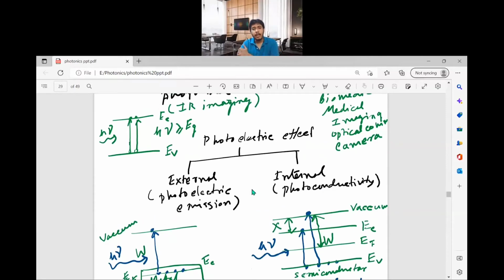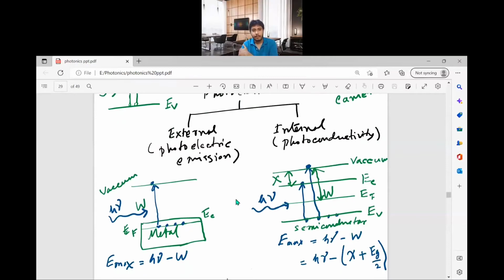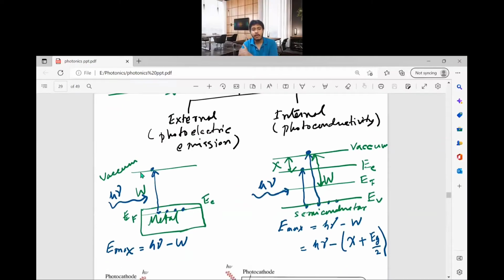Okay, and this is how the photodetector works. Electrons are moving from the valence band to the conduction band, and they will stay in the conduction band. They are not coming out from the conduction band to the vacuum. But the external photoelectric effect is the photoelectric emission. So the electrons are emitted from the conduction band to the vacuum. This is mainly used for the metals.